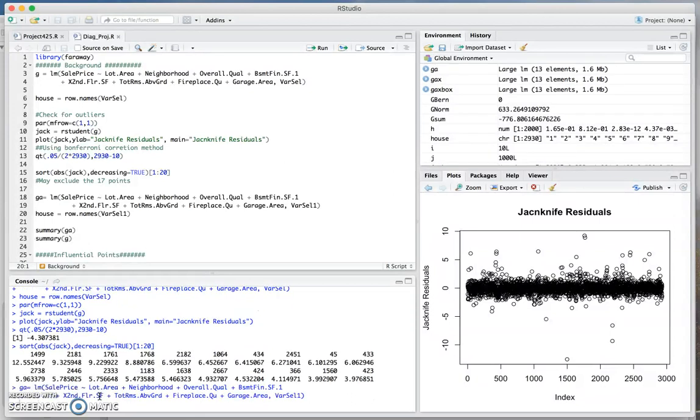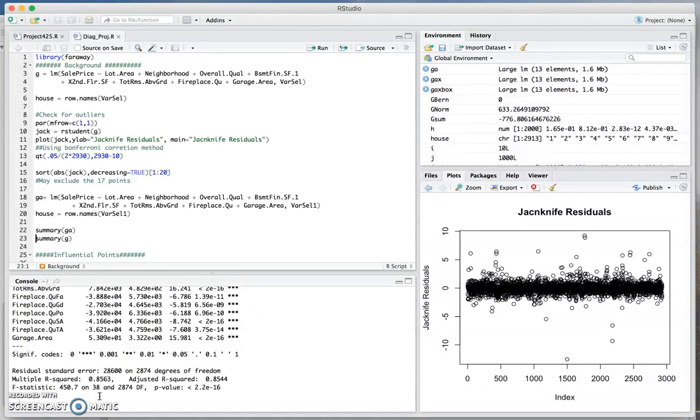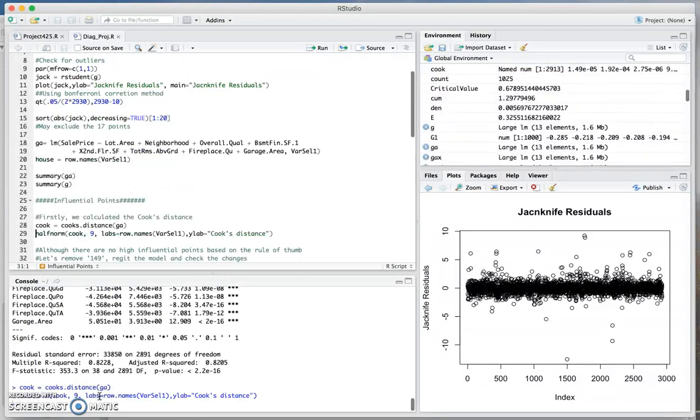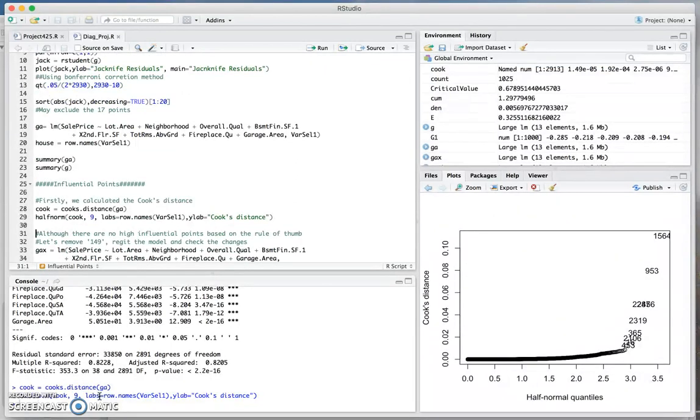So when you look at the adjusted R-square, it increased compared to the previous data. So for the next step, we will look for the influential points by using Cook's distance. When you look at each point's Cook's distance, there seem to be extreme points. However, the absolute value is quite low. But as a rule of thumb, we can exclude the points and see the regression outputs.